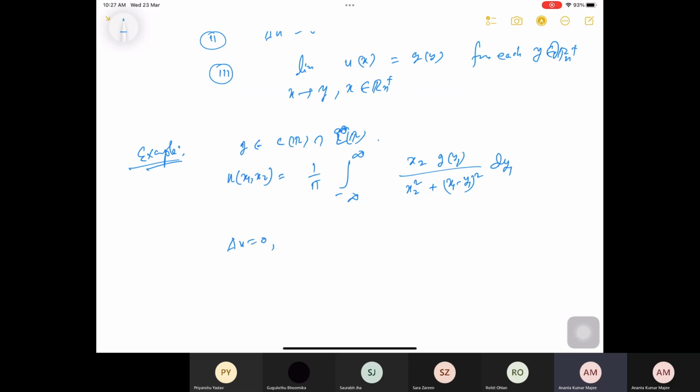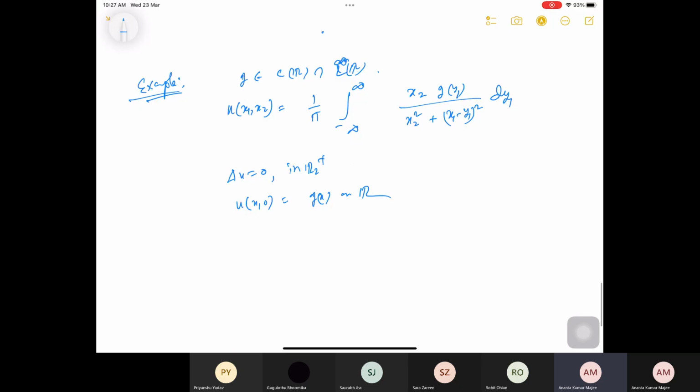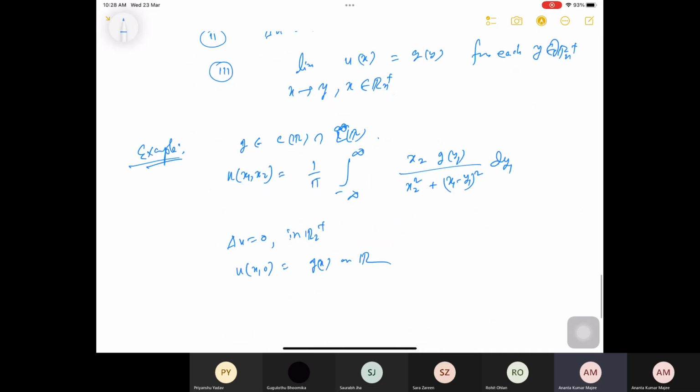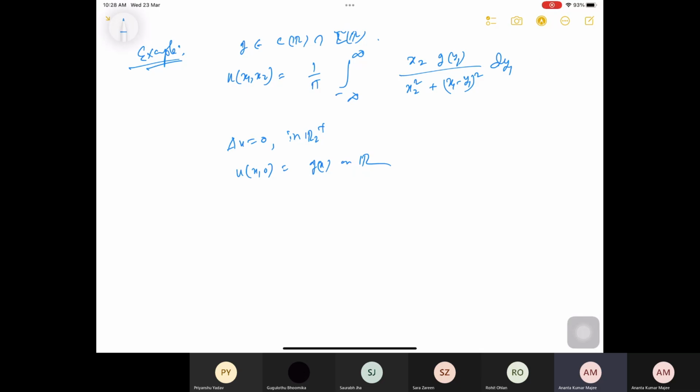Laplace of u is equal to 0, that is what the previous theorem says, in R2 plus, and u of (x, 0) is equal to g of x on R. Is it not? u of (x, 0) is equal to g of x on R. And not only that, my u is bounded. That is why we already put u in C infinity of R^n plus intersection L infinity of R^n plus, meaning u is bounded. So why is u bounded?